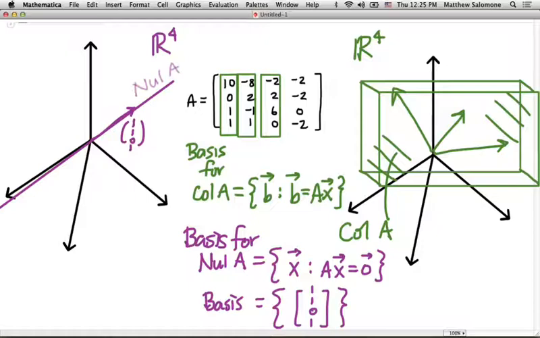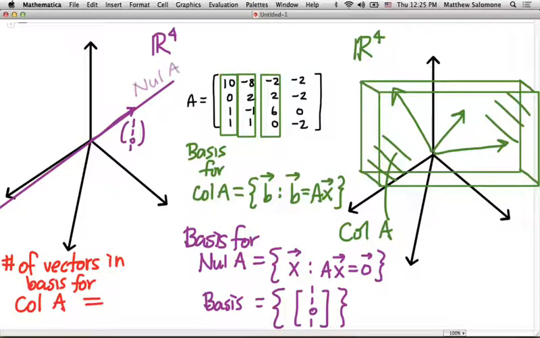But now I've got to ask you this. What relationship exists between the number of vectors that it took to describe a basis for the column space? So how many vectors did it take to give us a basis for the column space of A? In this example, there were 3 vectors. And the number of vectors that it took to describe a basis for the null space.